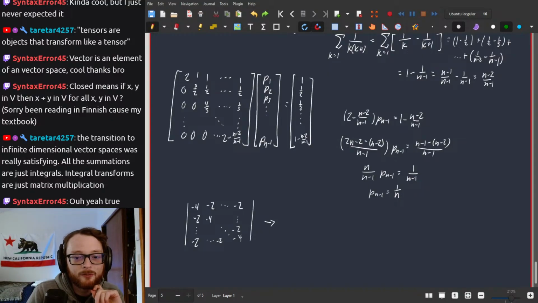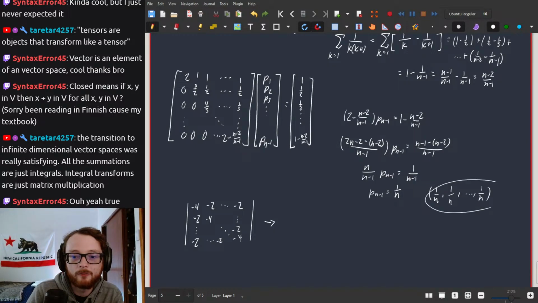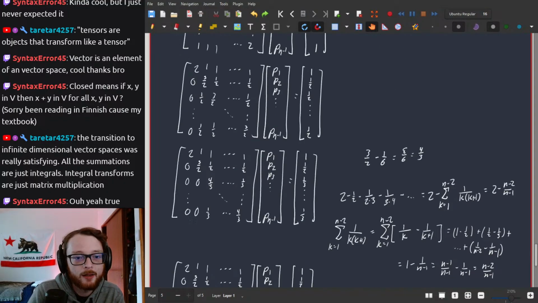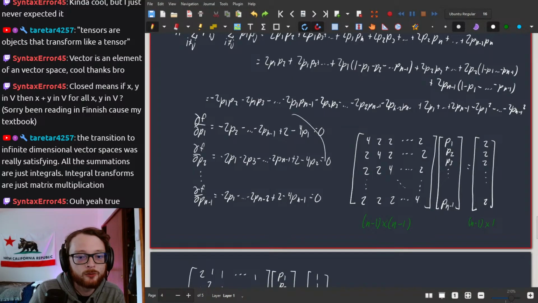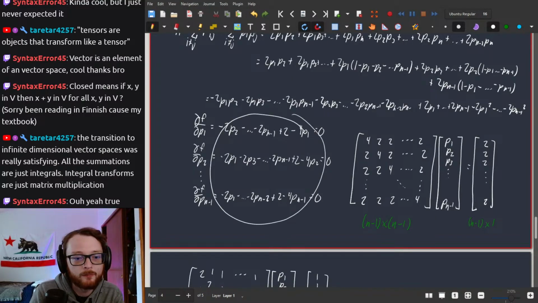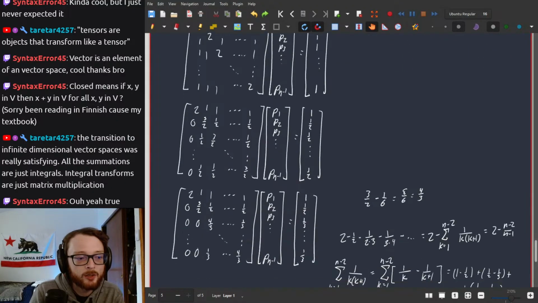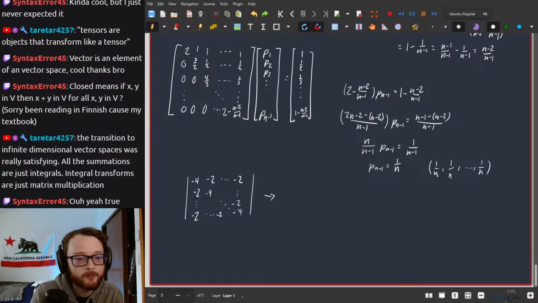I found that 1 over n, 1 over n, dot dot dot, 1 over n is a critical point of this n minus 1 dimensional function. And to show that it is a maximum, I got all the second derivatives using these first derivatives. And they all turn into constants, all the second derivatives, which is helpful. And you end up with a Hessian matrix that looks like this.